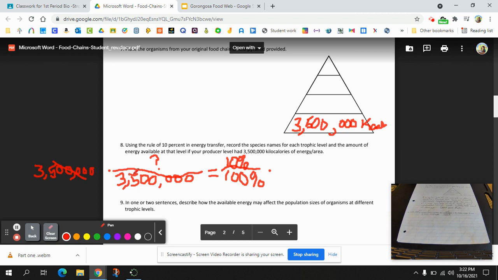It'll allow this side to cancel out. And on this side, you can use your calculator to multiply 3,500,000 times 10 divided by 100.